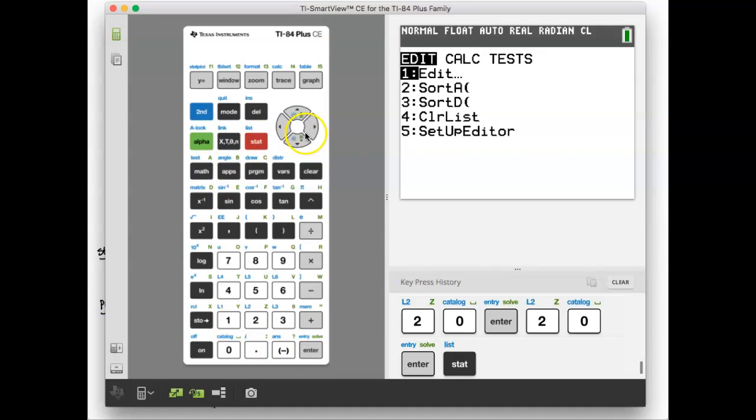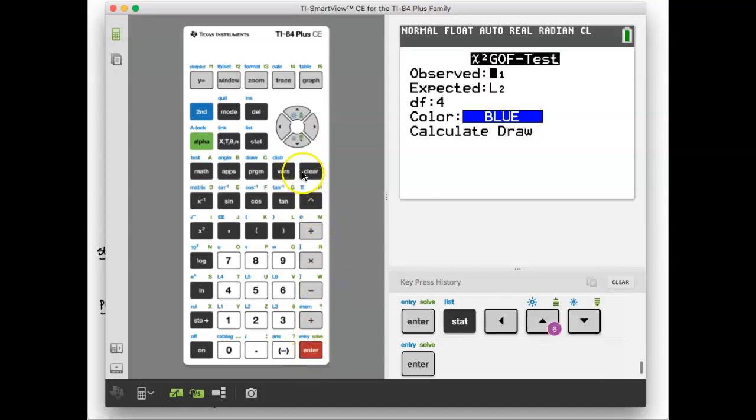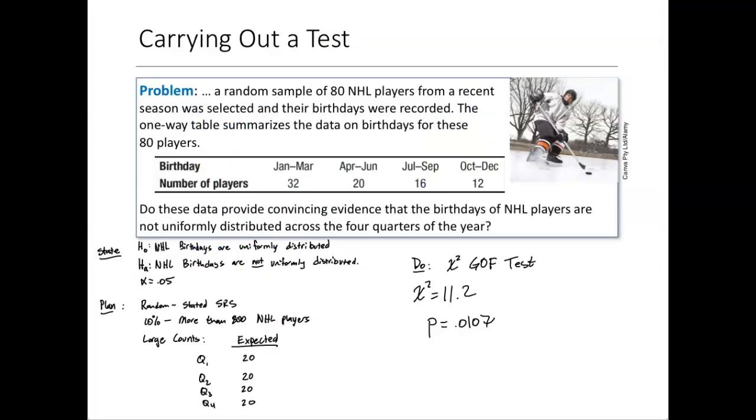So we'll go to stat, we'll go to tests, choose the chi-square goodness of fit test. How many degrees of freedom? Good, 3 in this case. There we go. Our chi-square value is 11.2, and our p-value is 0.0107. So what's our conclusion here?